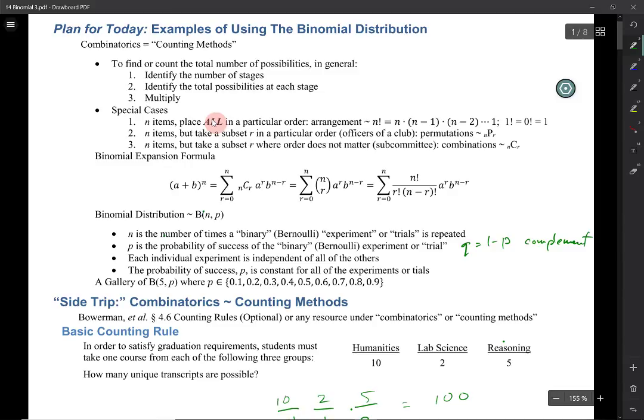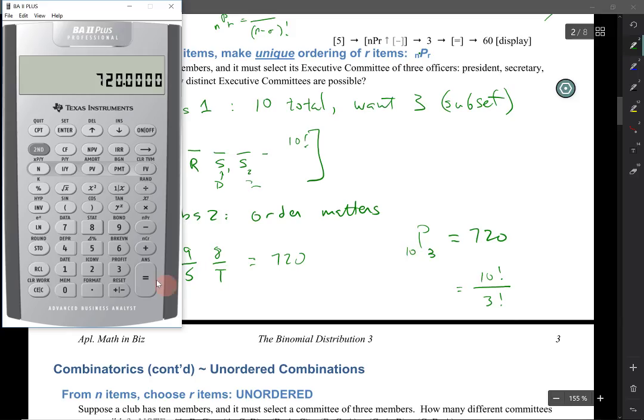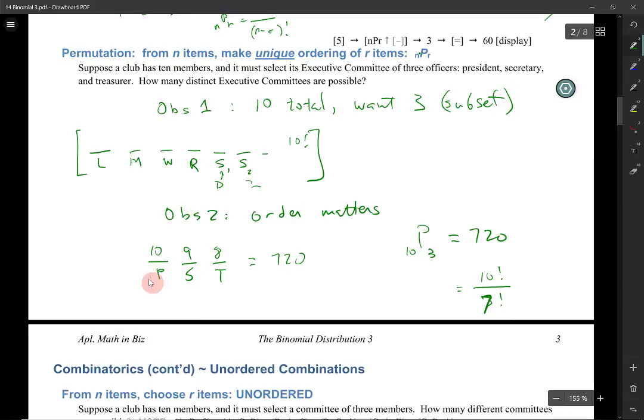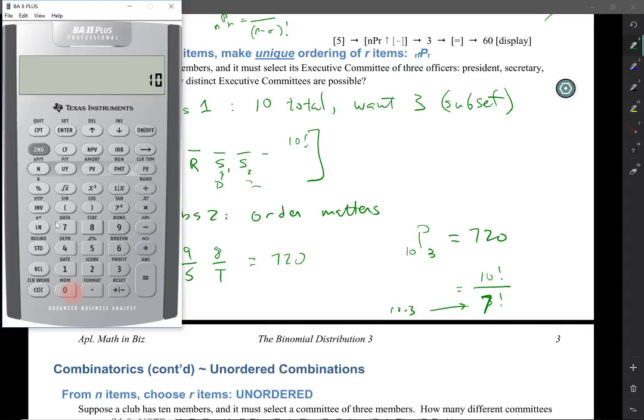So if we did 10 factorial, 10 factorial divided by 3 factorial. Actually, it's 6. I could have just punched in 6. Oh wait, sorry. 7 factorial, which is 10 minus 3 factorial. That's 7. Okay, sorry. So that's 10 factorial, and then you have to divide by 7 factorial, so that equals 720.